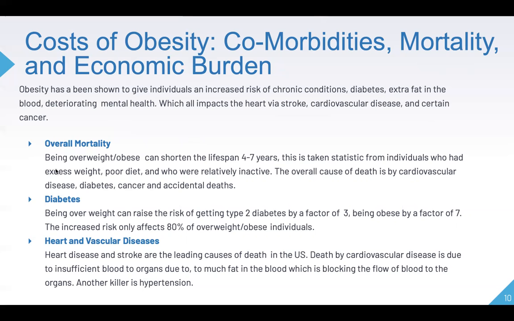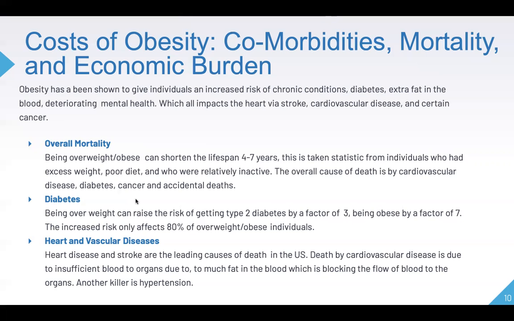This is a statistic taken from individuals who had excess weight, poor diet, and who are relatively inactive. The overall cause of death is cardiovascular disease, diabetes, cancers, and accidental deaths. Here, they're going to talk diabetes. Being overweight can raise the risk of getting type 2 diabetes by a factor of 3 and being obese by a factor of 7. The increased risk only affects roughly 80% of those overweight and obese.